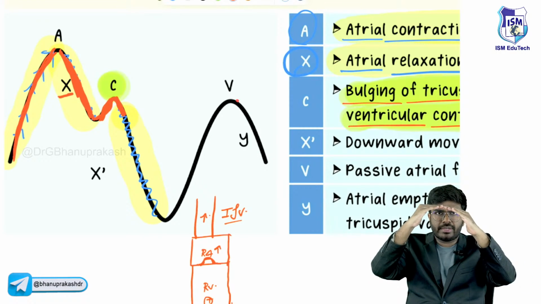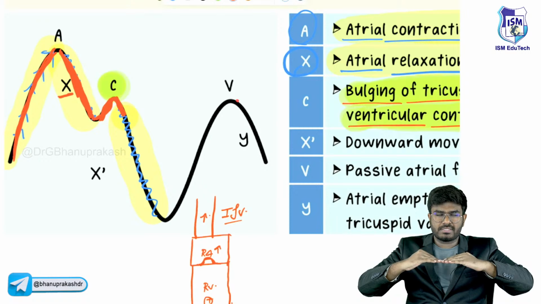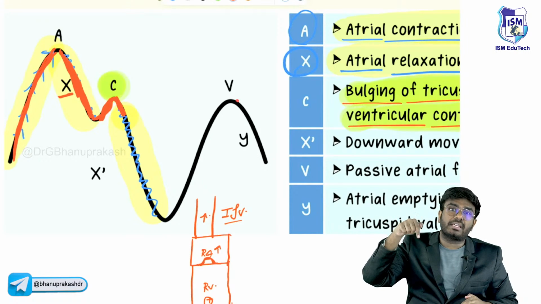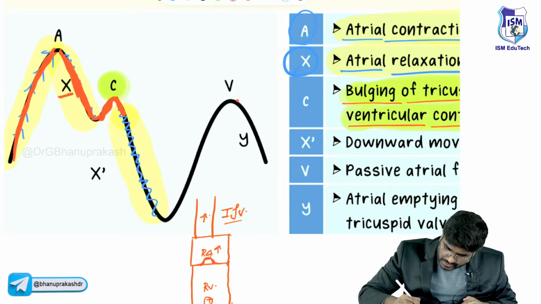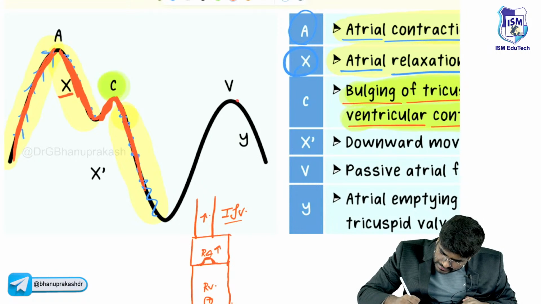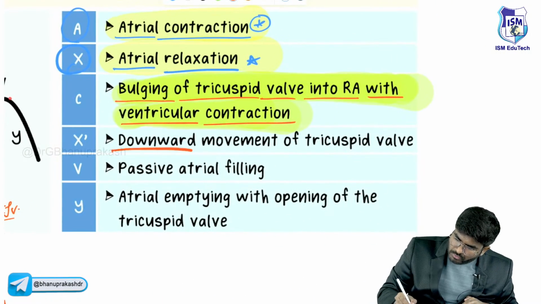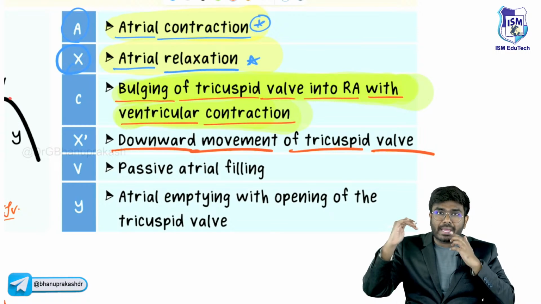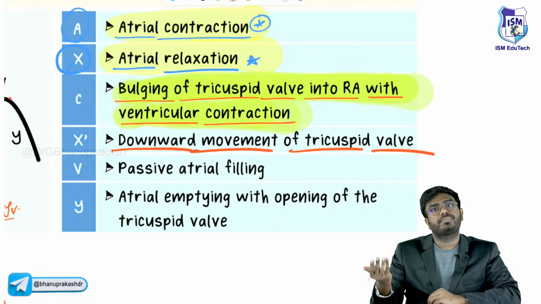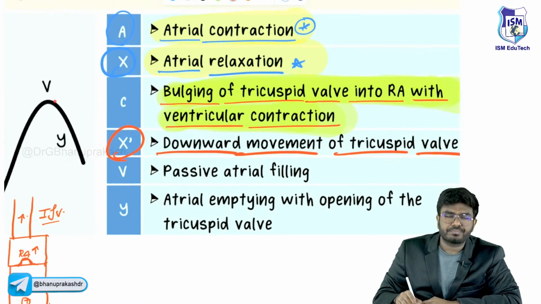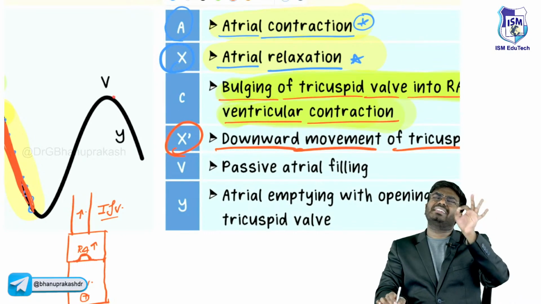The tricuspid valve is going to come back to its original place, so right atrial pressure decreases, and internal jugular vein pressure also decreases. That's what the X dash represents: the downward movement of the tricuspid valve again back. So right atrial pressure decreases, internal jugular vein pressure also decreases. But no one will ask you about the X dash specifically.